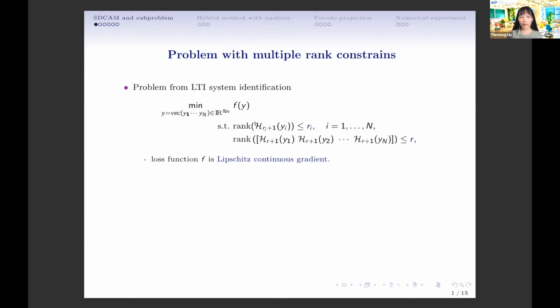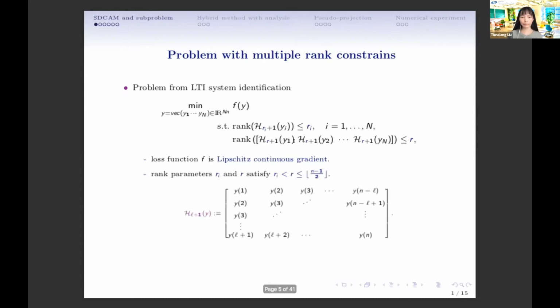Here, you may have noticed that inside the rank there is H(Ri+1) or H(R+1). This H applied to a matrix is the so-called Hankel matrix, which has this kind of structure. It is a special structured linear mapping of this variable to get a matrix, and this matrix has no rank structure. There are also some parameters for the ranks Ri and R that basically satisfy this condition, which requires all the matrices we have to be fat and short matrices.